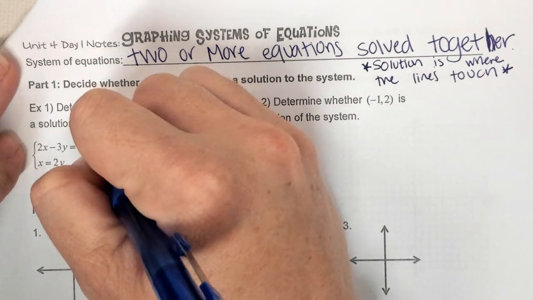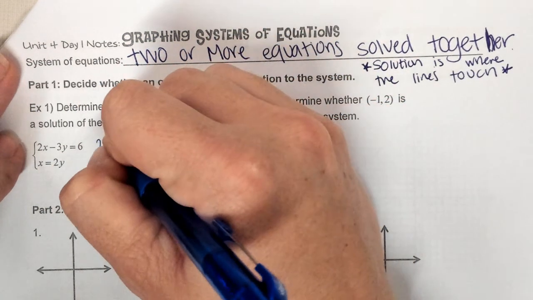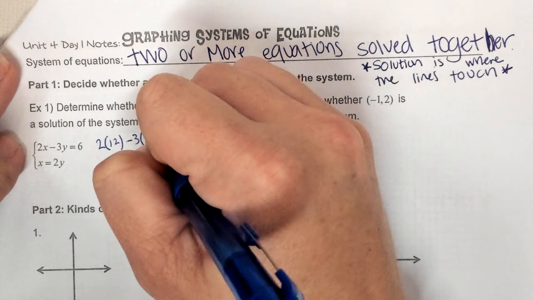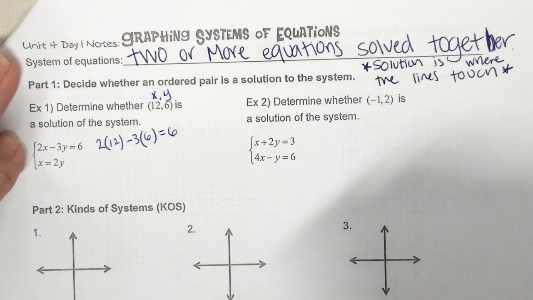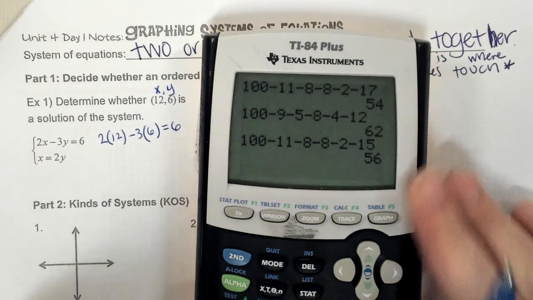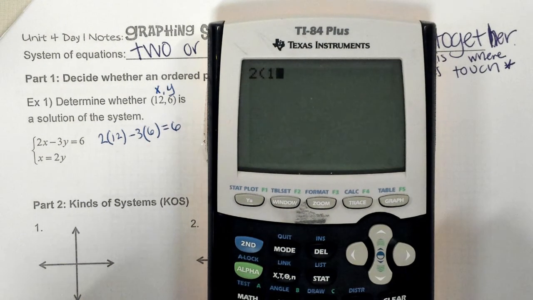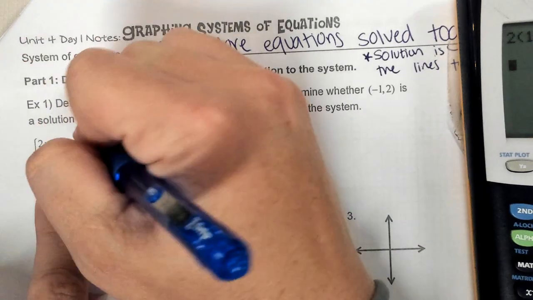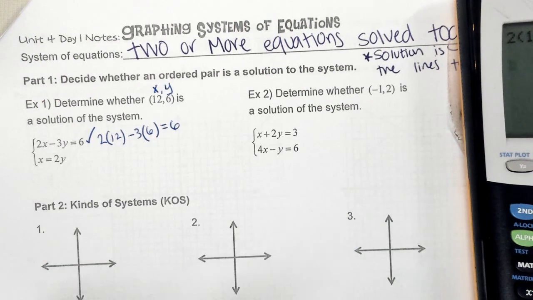So I have 2 parentheses x is 12 minus 3 parentheses y is 6 equals 6. And then I'm going to type it in my calculator and I'm going to see if it's true. So I have 2 times 12 minus 3 times 6. Does it equal 6? Then it made a true statement. So it is a solution to the first equation, but to be a solution to the system, it has to be a solution to both.